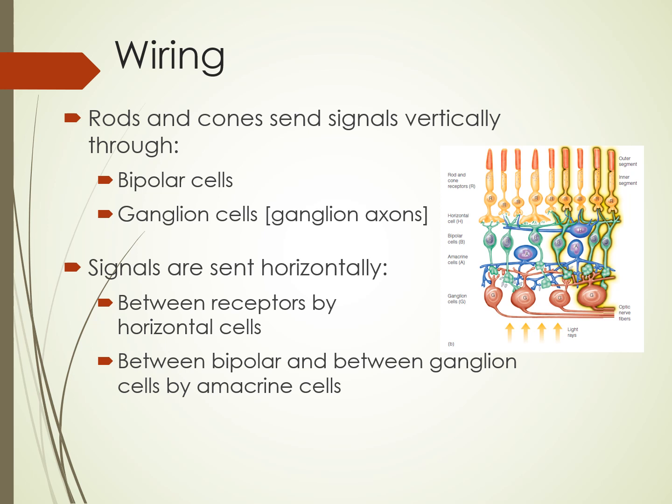And then we also do see that there are signals that are sent horizontally, which for right now we're going to ignore for a little bit, and then we're going to come back to them. So between the receptors, we have horizontal cells that are sending information horizontally or perpendicularly to the rest of the communication, and then between the bipolar and ganglion cells, we also have another set of cells called amacrine cells that are sending information horizontally, or really perpendicularly to the communication that's happening to get this information out of the eye and to the brain.